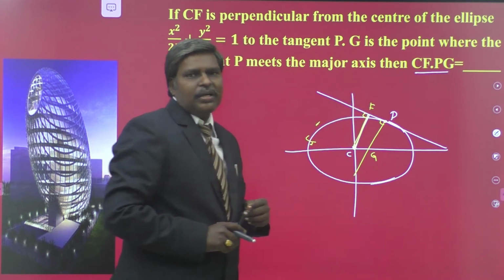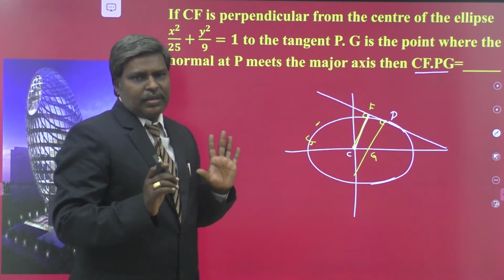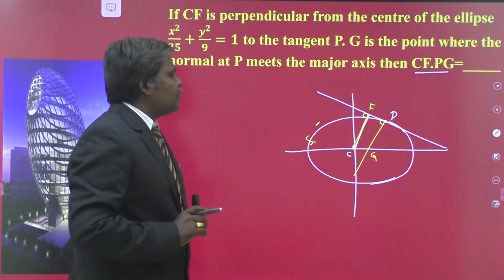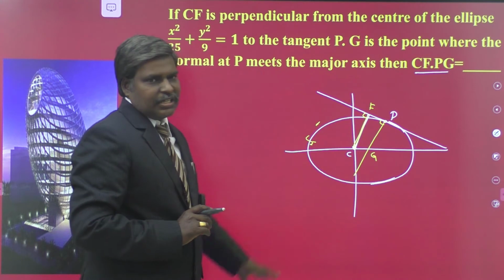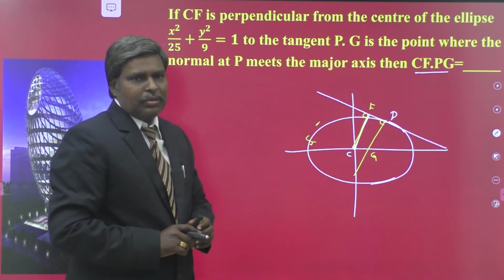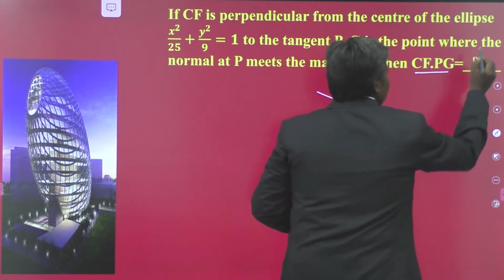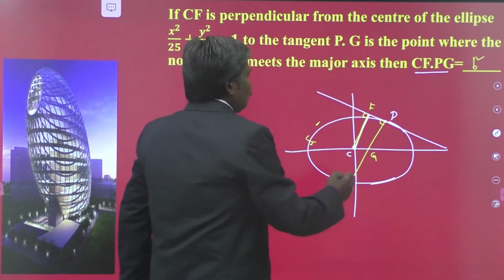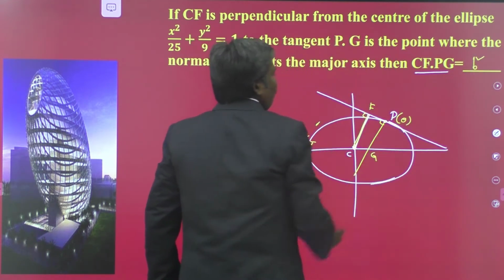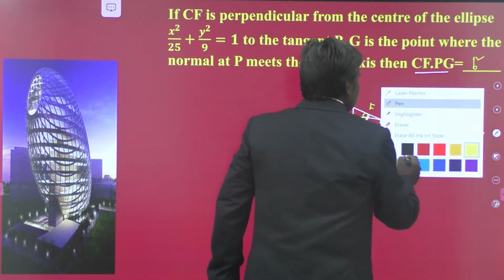So your answer is what? B into B, that is B square. So by looking at the diagram itself, we can crack it by taking the special case, but we will do the entire problem. So what is your answer? That is B square you have to achieve. Understand? So suppose P of theta is any point on the ellipse.